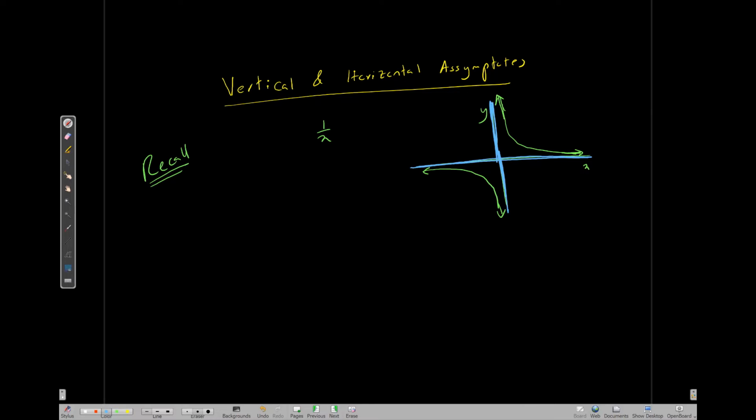Well, actually the answer is no. It's getting closer and closer and closer. So in this graph, whenever that happens, those lines are called asymptotes. So in this graph, the y-axis is the vertical asymptote, okay? And the x-axis is the horizontal asymptote.